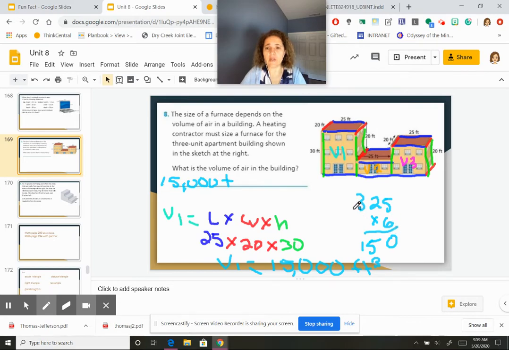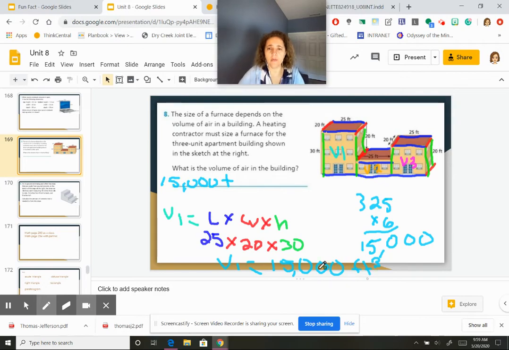6 times 5 is 30, carry my 3. 2 times 6 is 12, plus 3 is 15. That gives me the 150, but then I had my 2 zeros. So then I added 2 more zeros, and that gave me the 15,000. Okay, 15,000 feet cubed.